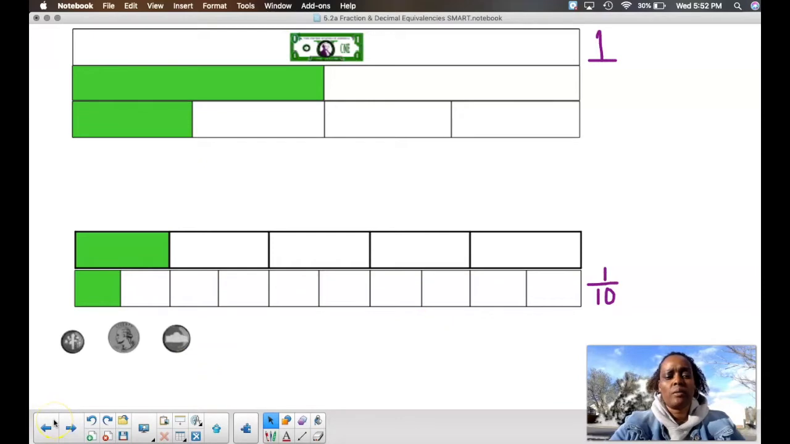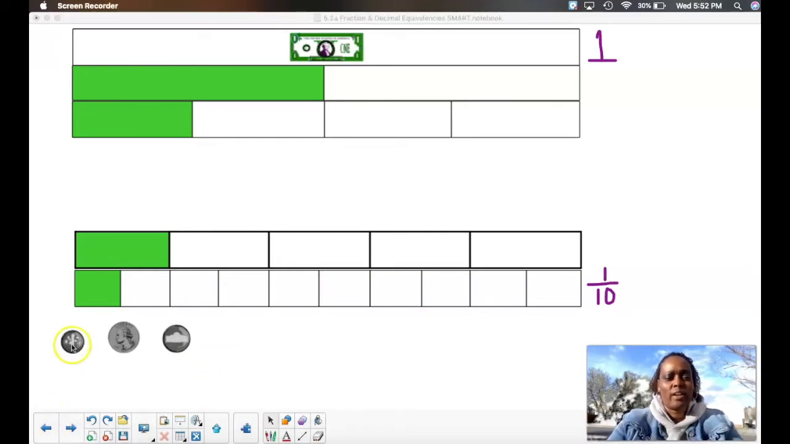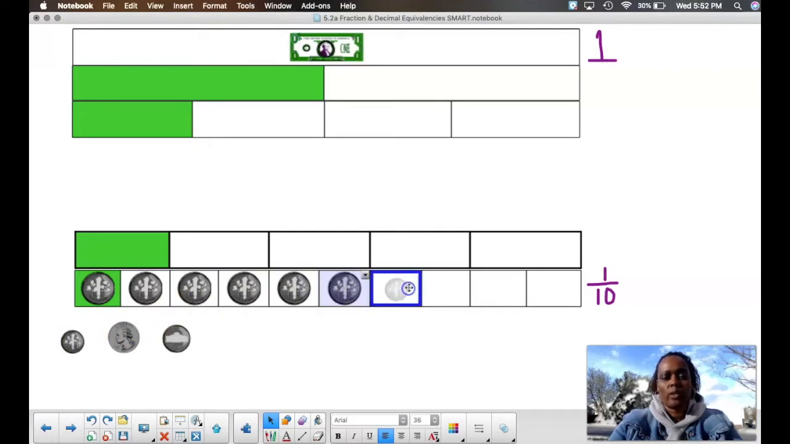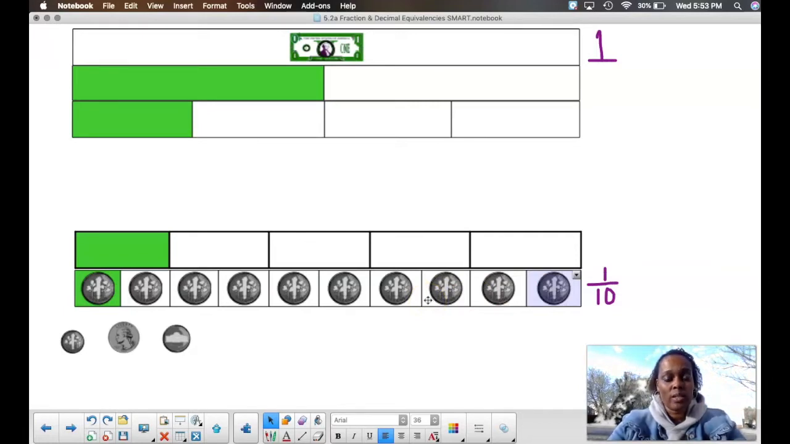Take a moment to think about that. Did you guess a dime? Let's try it out. You can count along as I'm putting each dime into its section to make sure that it equals $1. Because remember, $1 is our whole. You were right. So 1 dime fits into each section and it equals $1.